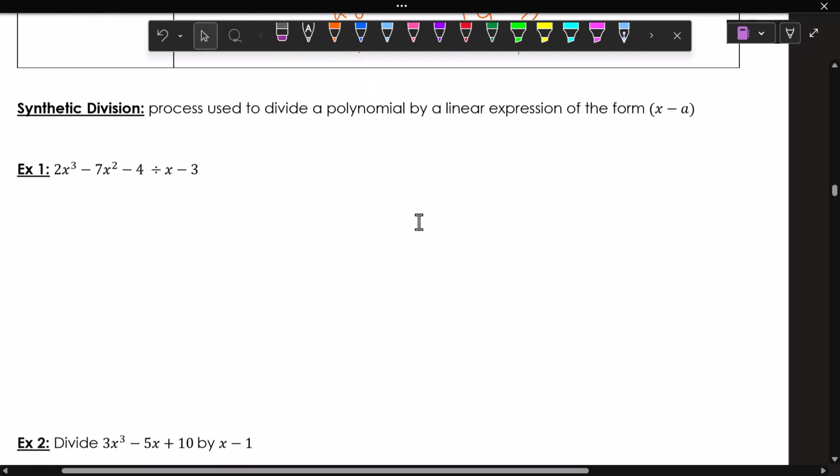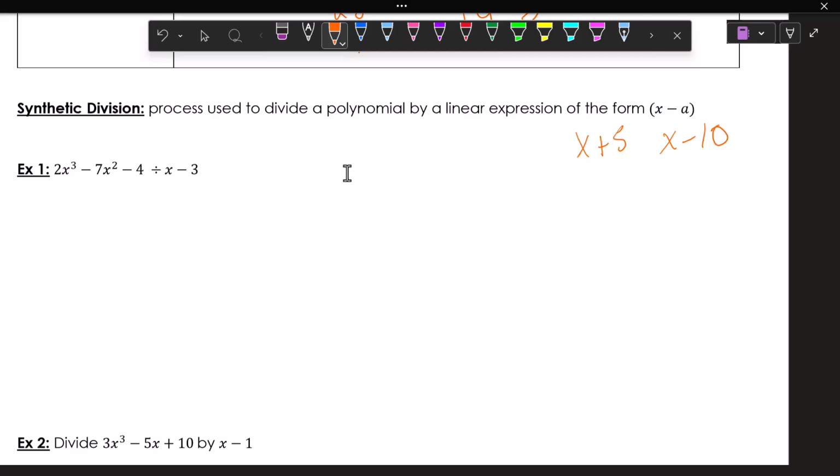All right, synthetic division is used to divide a polynomial by a linear expression. It has to be x minus a, meaning x plus something, x minus something, but the coefficient of x is 1, and it's just a linear term, just one binomial. So here's how we do our synthetic division. We take the opposite of what we're dividing by. We're dividing that big polynomial by x minus 3. So we're going to take a positive 3 and using synthetic division, divide out that x minus 3.